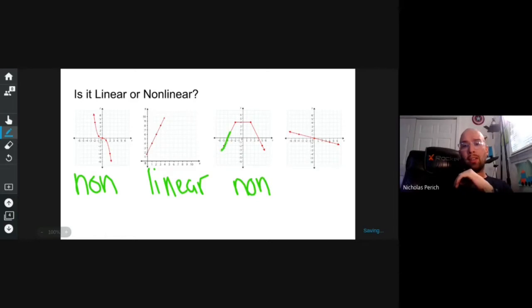Because although that's a line and that's a line and that's a line, it's not a line, which means it's not linear. It's not a line. Is that a line? Yes. So it's linear. Easy.